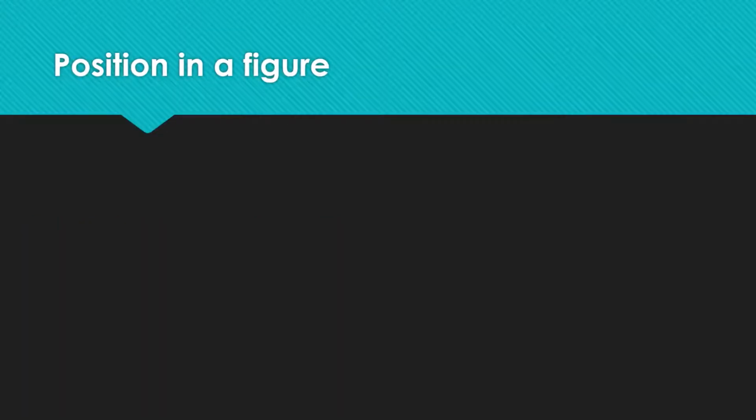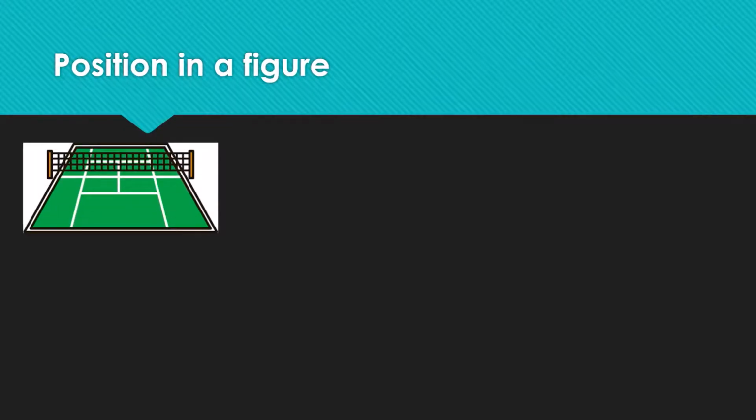Now our next topic is position in a figure. A court line in a tennis court divides it into 3 parts. I have taken an example of a tennis court. It divides it into 3 parts: inside the line, on the line, and outside the line. You cannot enter inside without crossing the line, isn't it?